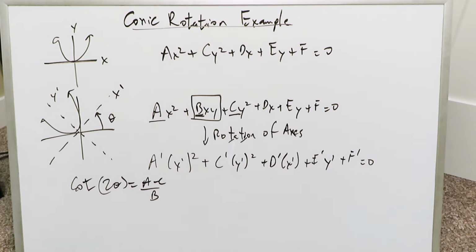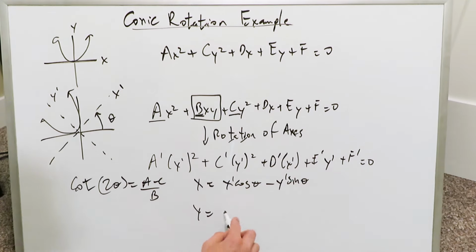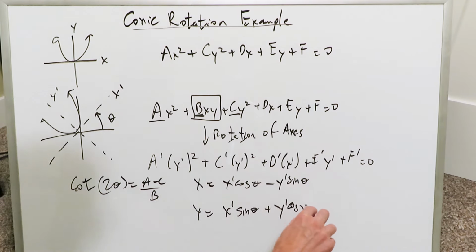Another thing you need are the substitutions that will help you generate this new equation form in the x prime y prime system. x will equal x prime cosine theta minus y prime sine theta, and you've got to remember this. Now y will equal x prime sine theta plus y prime cosine theta. See how things are slightly different here? x is equal to x prime cosine theta minus y prime sine theta, but y is equal to x prime sine theta plus y prime cosine theta.